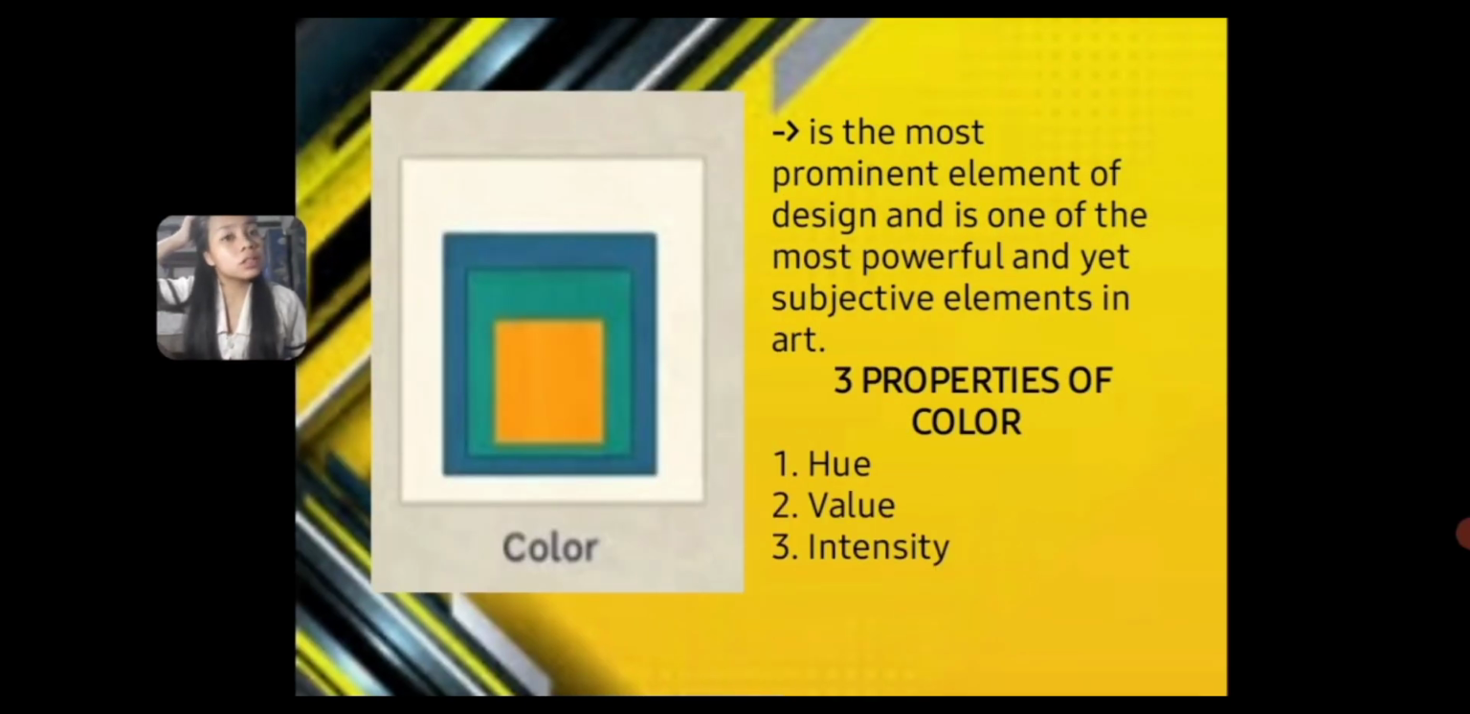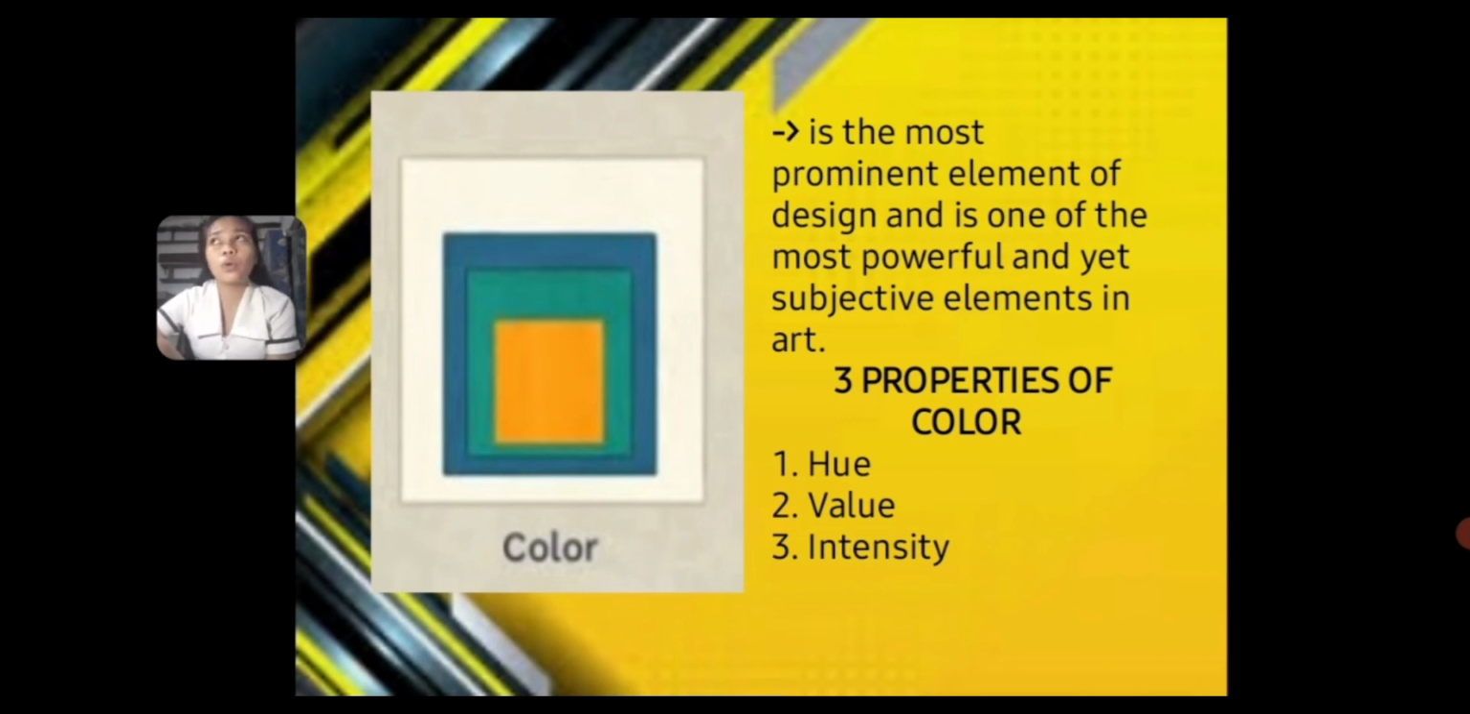So the next one is the color. It is the most permanent element of design and is one of the most powerful and yet subjective elements in art. Color is important because different colors can create different moods for artworks. That means the feeling we get when we look at a work of art. There are three properties of color. The first one is the hue, the second one is the value, and the third one is intensity.